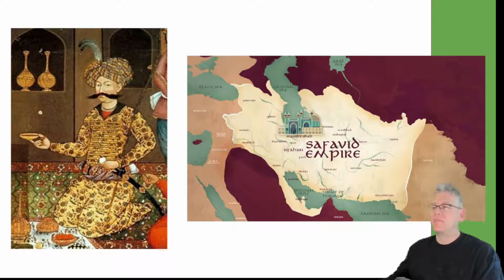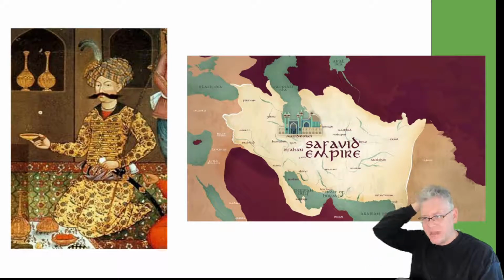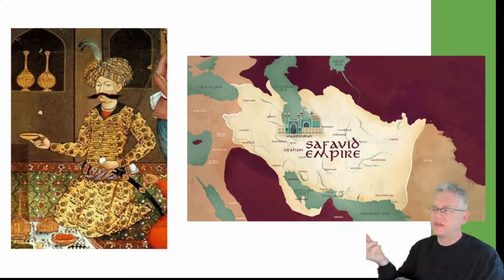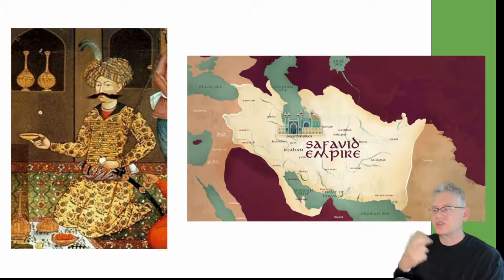All right, Ismail's mustache game is on point. Check that bad boy out. You could probably put a beverage on top of that thing, and it would probably balance just fine. He's got a little cup there. That's kind of the way people used to drink sometimes, as little shallow bowls.